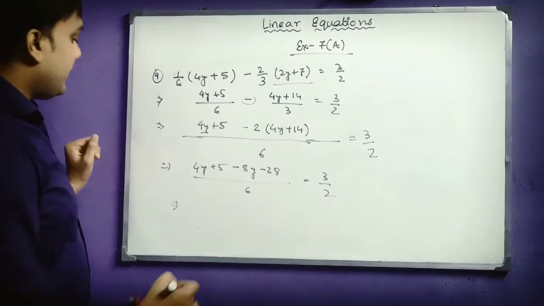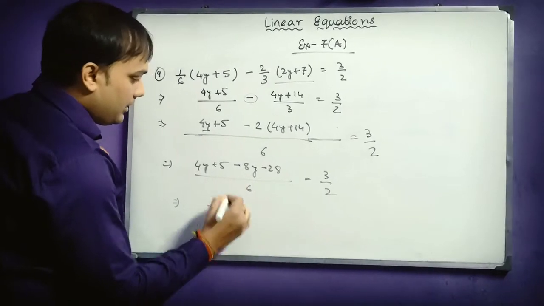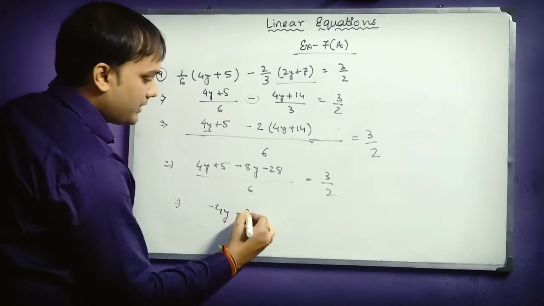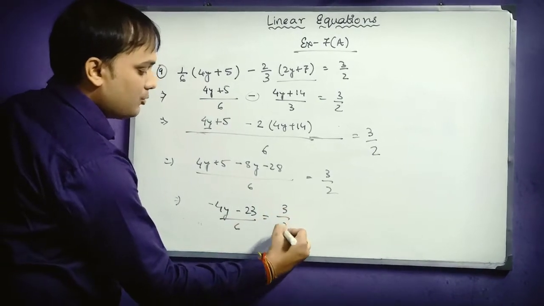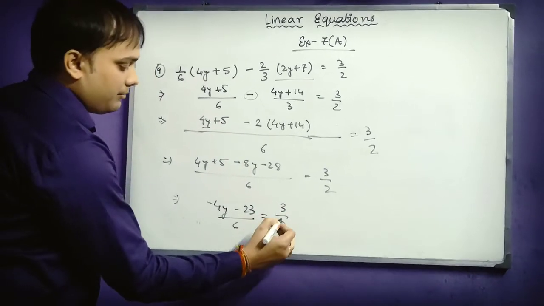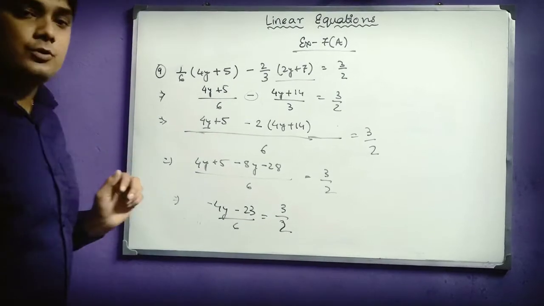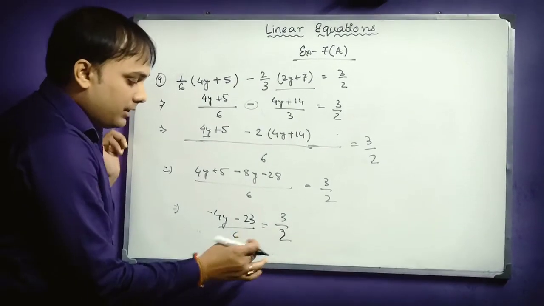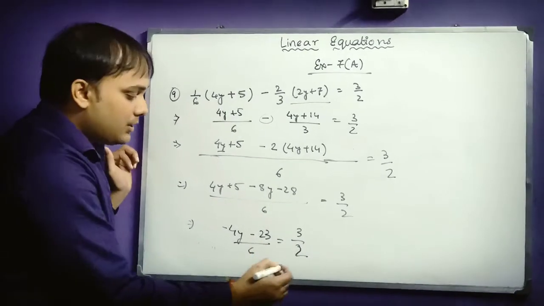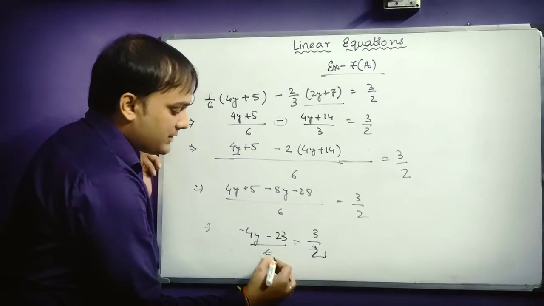4y minus 8y equals to minus 4y. 5 minus 28 is equal to minus 23. Okay, divided by 6 equals to 3 by 2. One more thing you can do here. I think many of you don't know this. So I am saying this, that the denominator can be reduced. Okay, so 2 ones are 2 and 2 threes are 6.